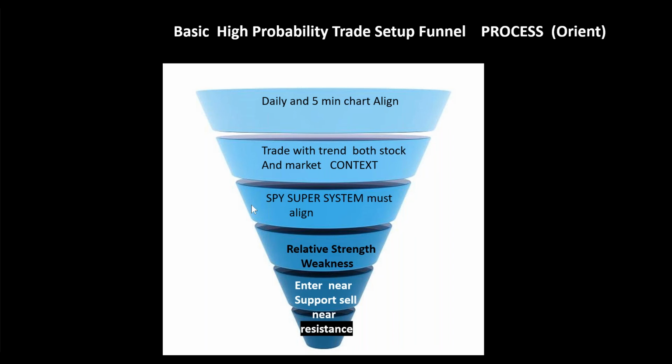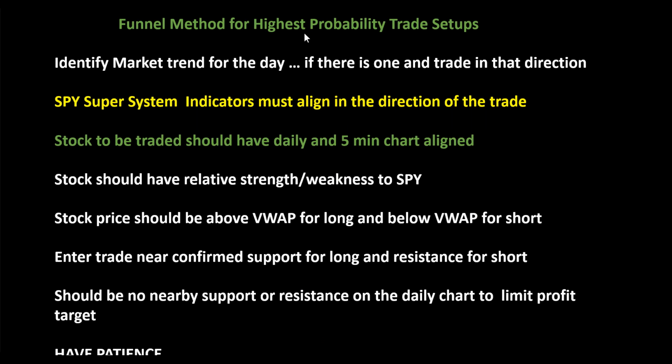All right, it doesn't sound that complicated, but if you follow these steps, it's going to make a massive difference in your trading. Again, this is the funnel method for the highest probability trade setups, just written out. Number one, SPY super system indicators must align in the direction of the trade. The software is going to tell you that these things are bullish or bearish. And the stock to be traded should have a daily and 5-minute chart aligned. And then the other ones we just talked about here.